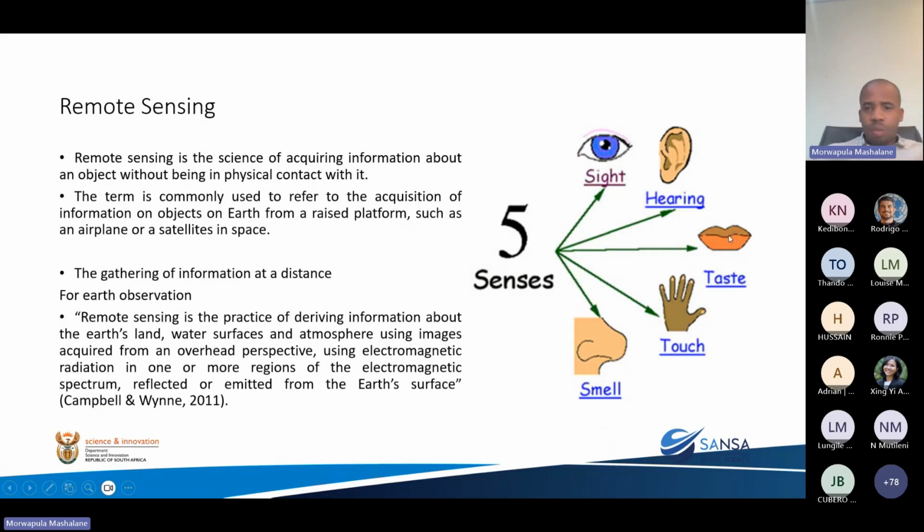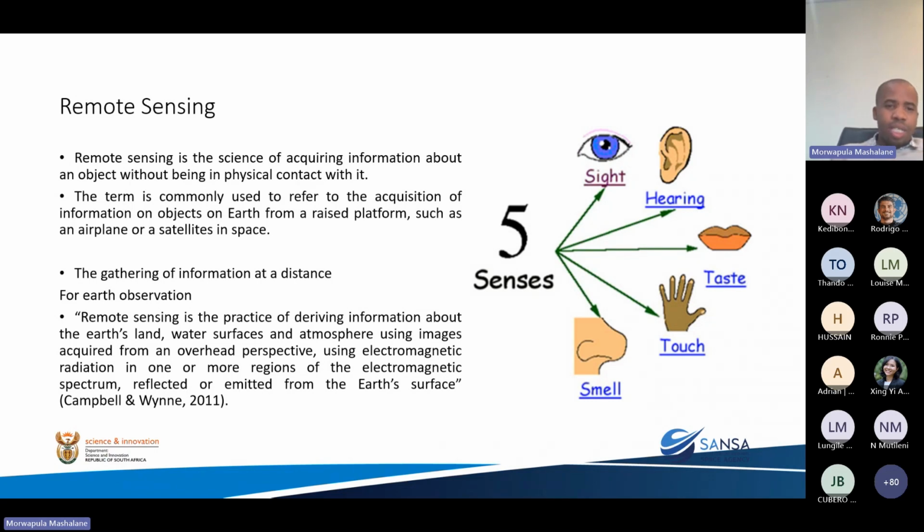So basically, what is remote sensing? Remote sensing is the science of acquiring information about an object without being in direct contact with that particular object. What I'm doing now, looking at my screen, as a human being, I'm using my five senses. In this case, I'm using the sense of sight. I'm able to visualize features on the screen, meaning that I'm remotely sensing the letters which are on my screen. The same thing applies when you are watching the presentation: you are doing what we call remote sensing.